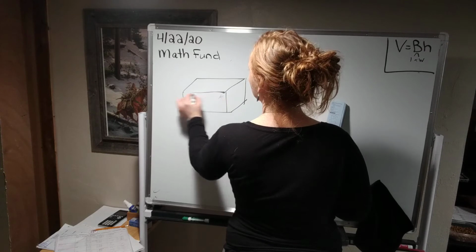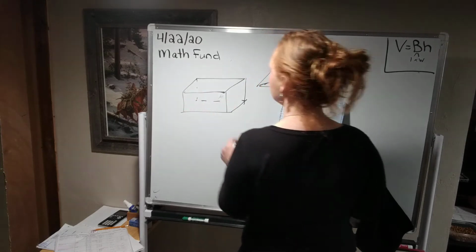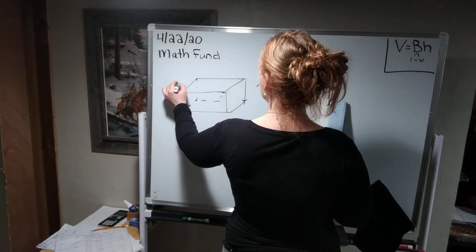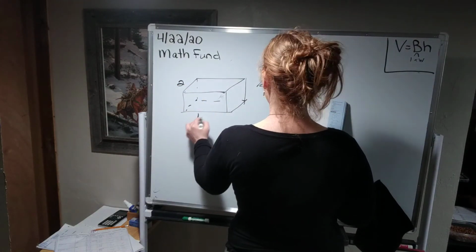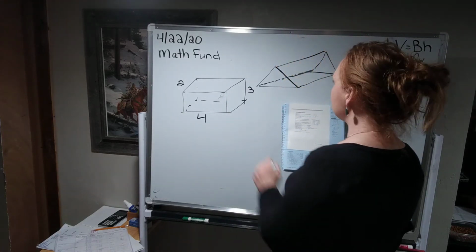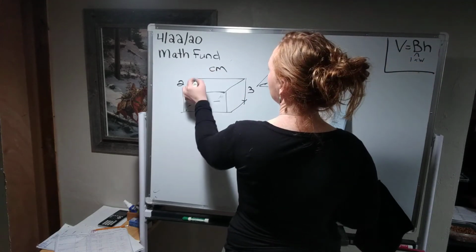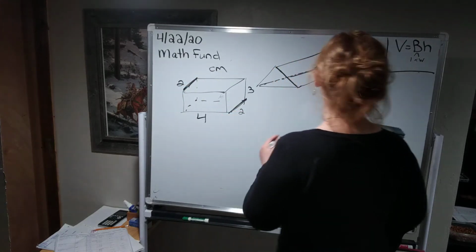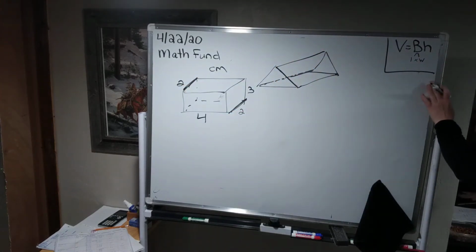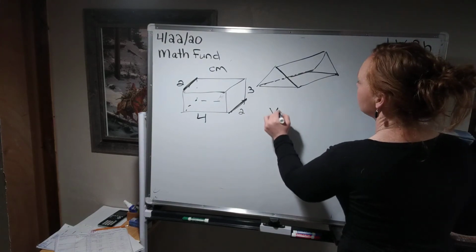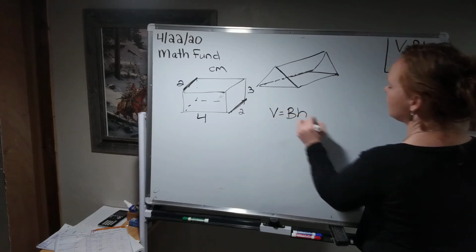And we'll start with that one, so I don't want to get you confused. Okay, so here we had a rectangular prism, 2 by 4 by 3, and it's measured in centimeters. Well, if it's 2 here, then what is it here? 2. So our formula says the volume equals the base times the height.